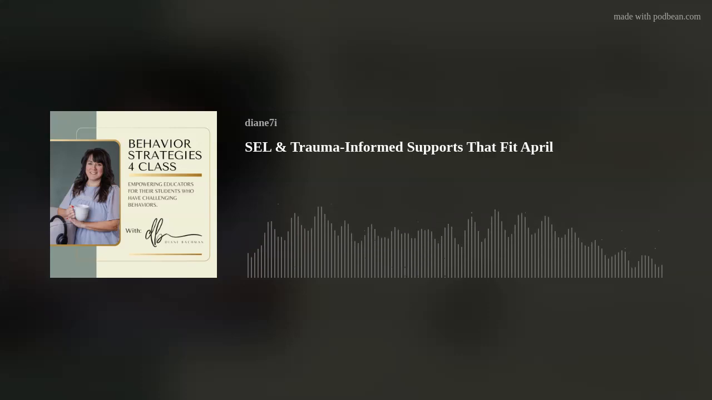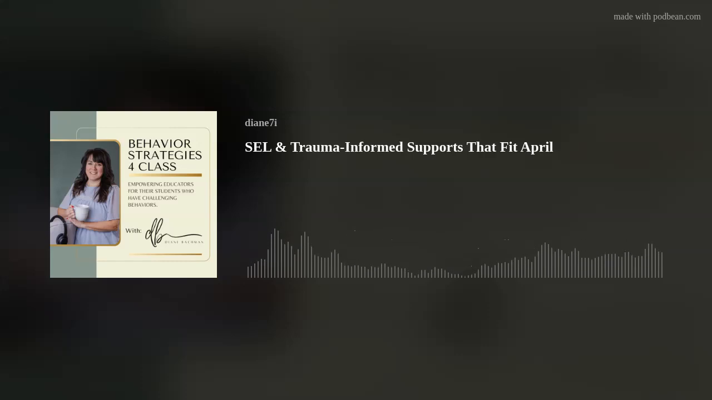So which support will you use this week? Which one of these do you think will best help your students survive and thrive this April? I would love to hear from you and hear which of these did you use? Which of these were successful?